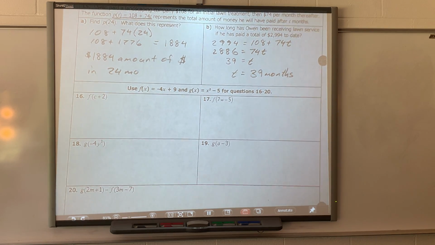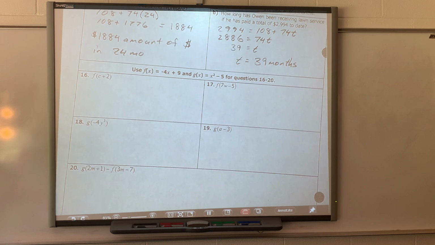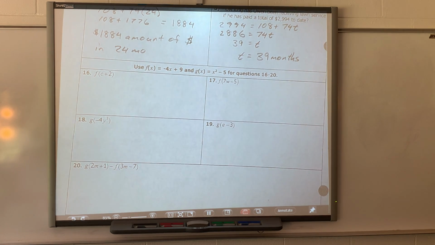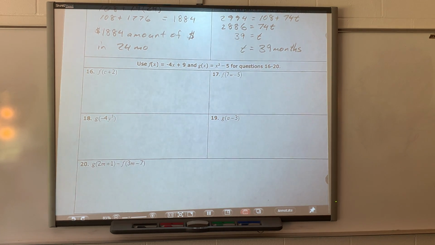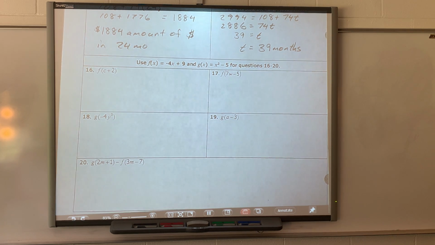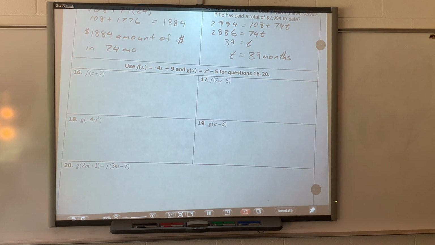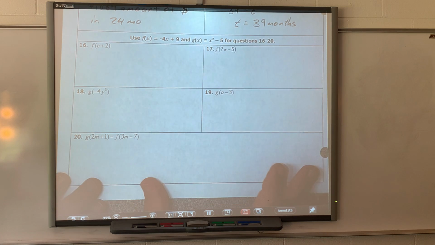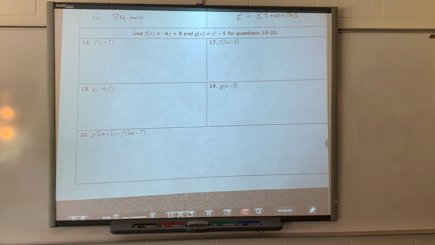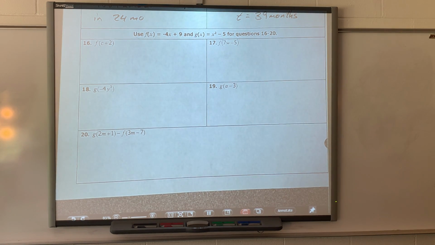Alright, here, F of whatever, G of whatever, how they're doing it, instead of having an individual number, they're giving you something else to plug in. So what's gonna happen here is you're not gonna end up with a numerical answer. You're gonna end up with a polynomial of some sort as your answer.